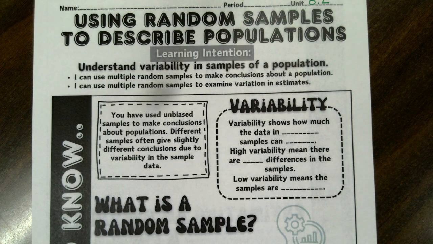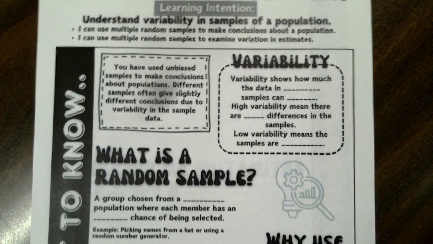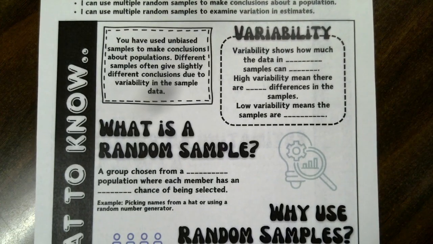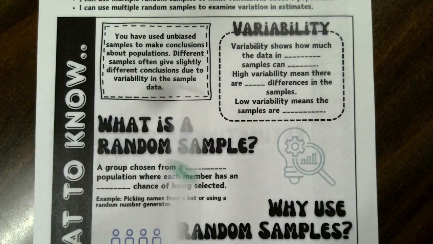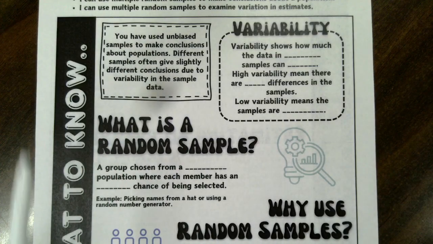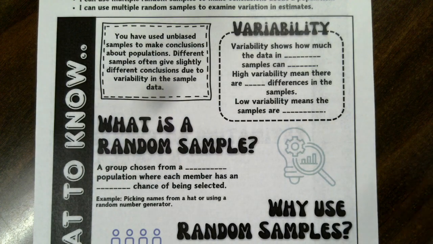So this first page is going to give you a lot of information. This is going to help prepare us for this section. First, I just wanted to give you a little blurb here. You have used unbiased samples to make conclusions about populations. Different samples often give slightly different conclusions due to the variability in the data.